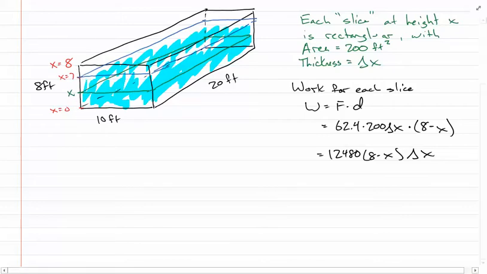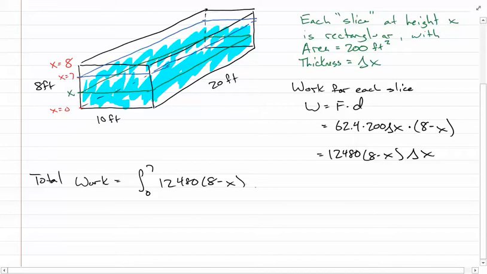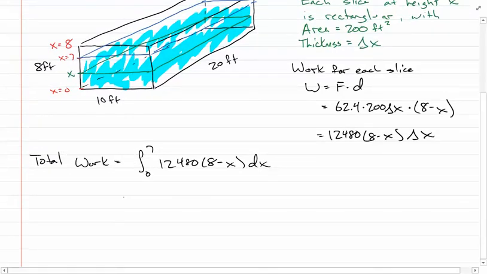So the total work is going to be the integral from 0 to 7 of that function that we just found, except the delta x is going to become a dx here because we're adding and thinking about them being infinitely thin. So the 12,480 is a constant. It can come out front. The integral of 8 minus x is going to be 8x minus x squared over 2. And that's evaluated from 0 to 7.